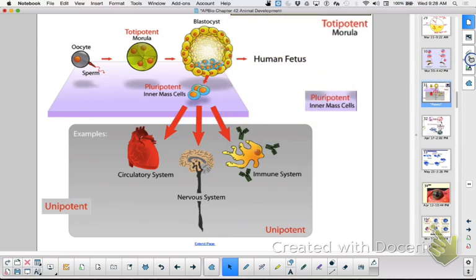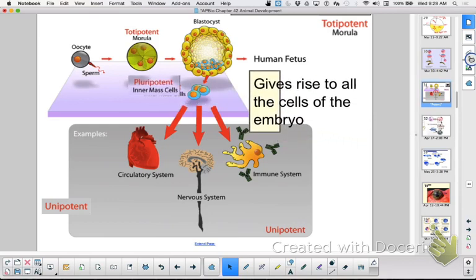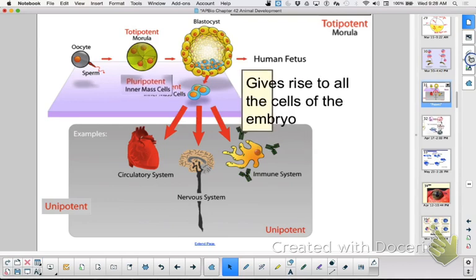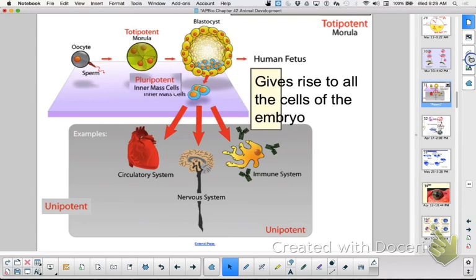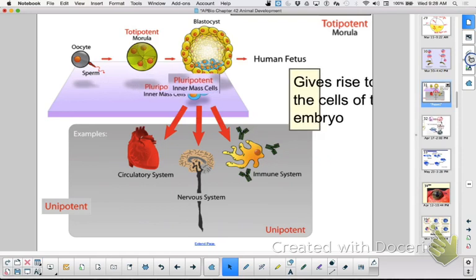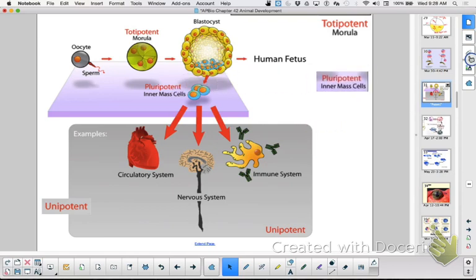But now this pluripotent inner cell mass gives rise to all the cells of just the embryo. So you can't get another embryo from these cells right here. They've already started down the pathway of differentiation. The embryo is only going to come from the pluripotent cells of that inner cell mass. And now here, they're starting to specialize.